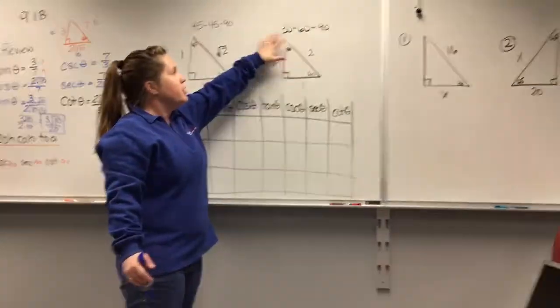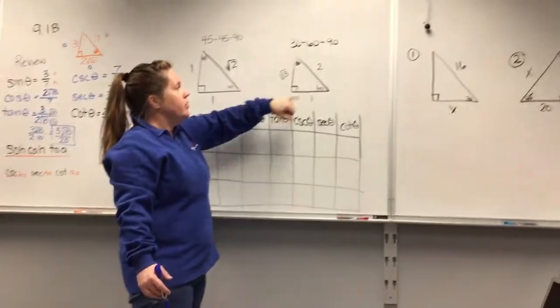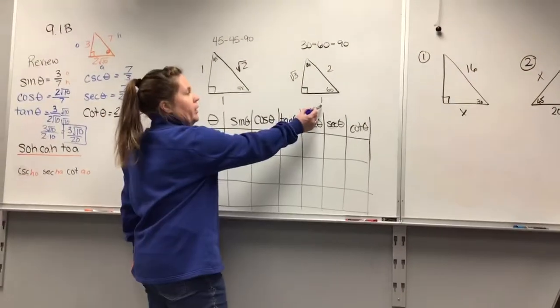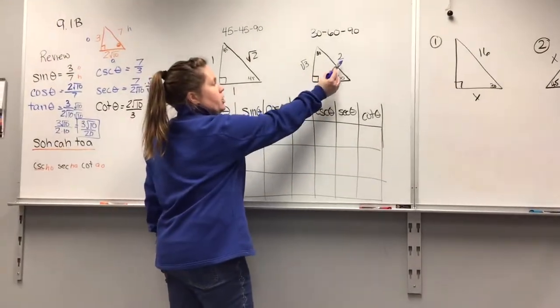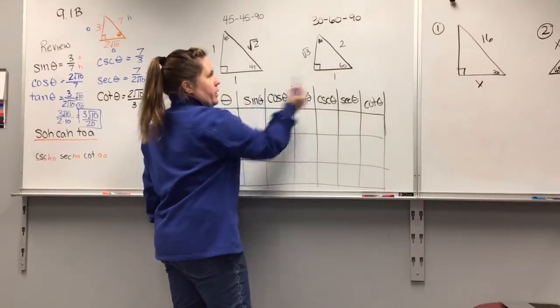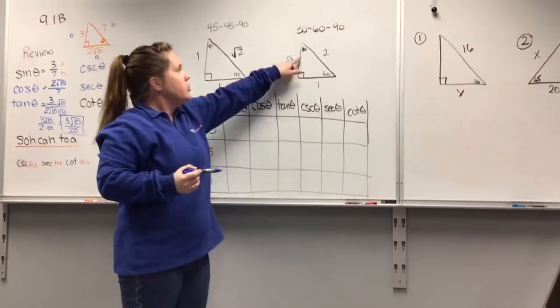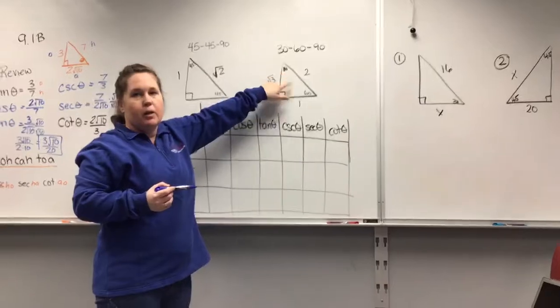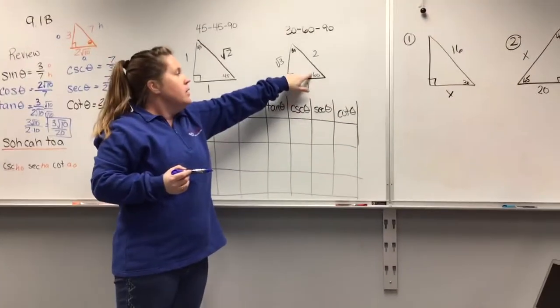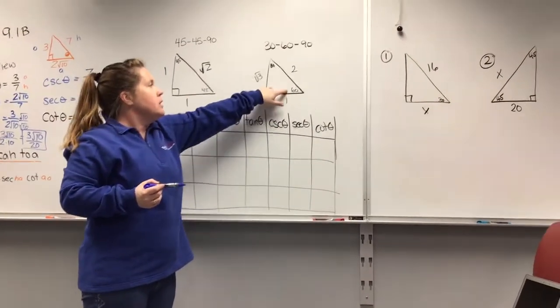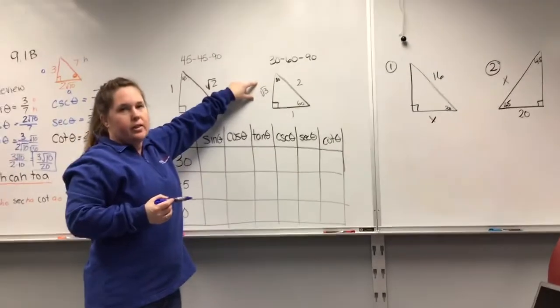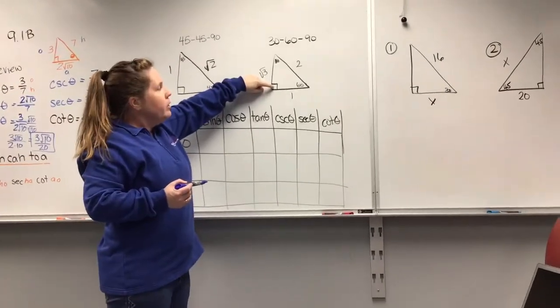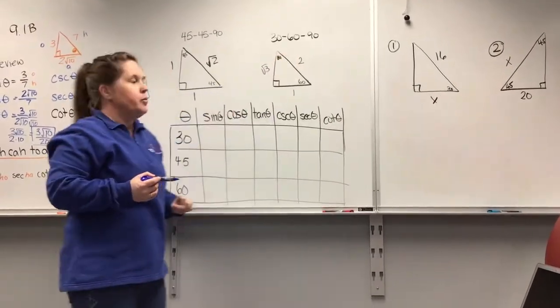The other special right triangle is a 30, 60, 90, and they are in this relationship. It's a 1 to square root of 3 to 2. So it goes in the order of the angles. So the shortest side is opposite the smallest angle, it's 1. Next biggest angle is 60, so that's my next longest side, square root of 3. And my right angle, 90, has the longest side of 2.